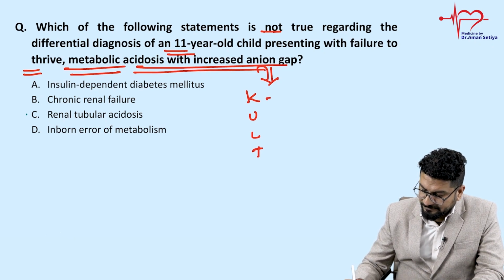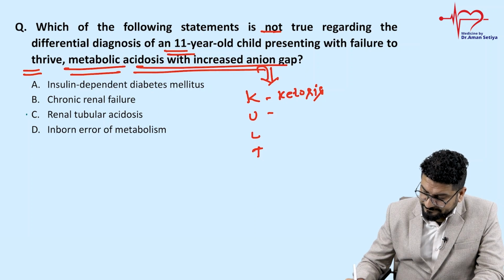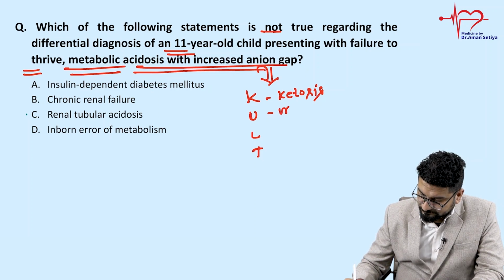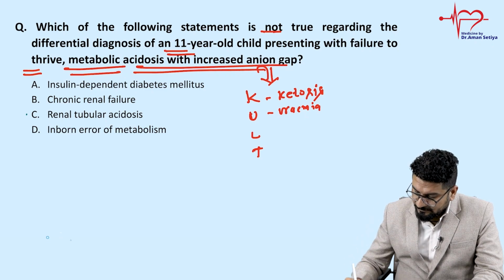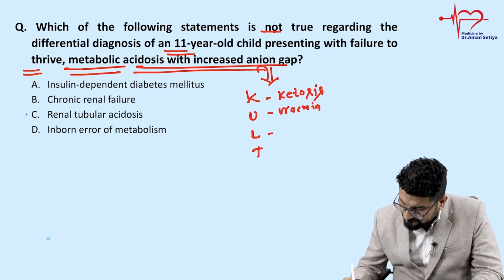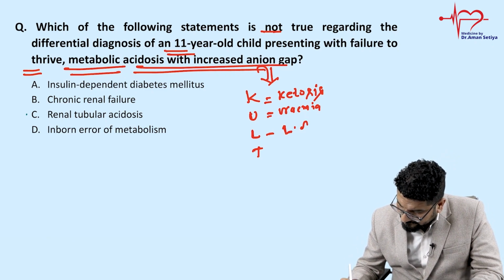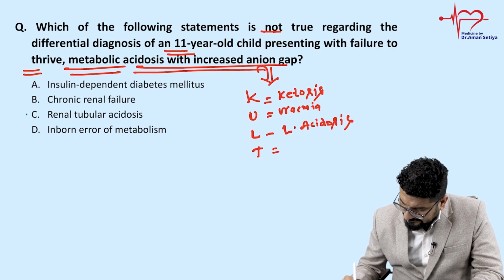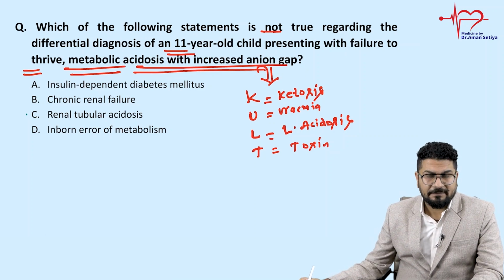CULT means it can occur due to ketosis, due to uremia, then due to lactic acidosis, and due to some toxin. So these are the causes of increased anion gap.